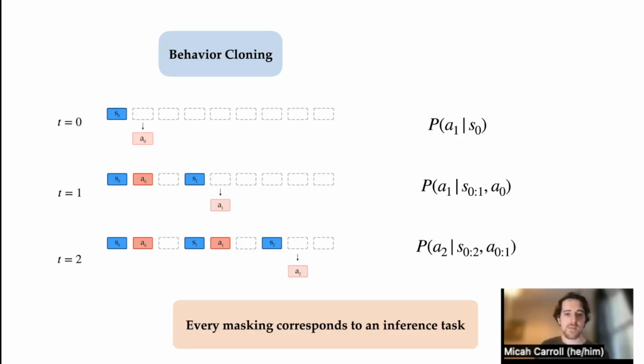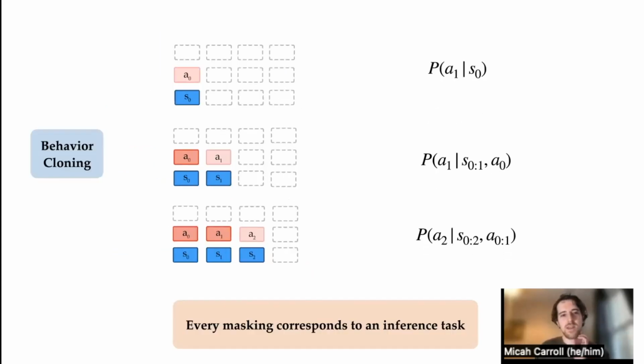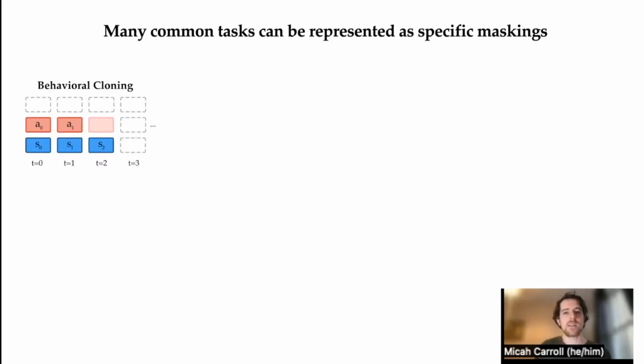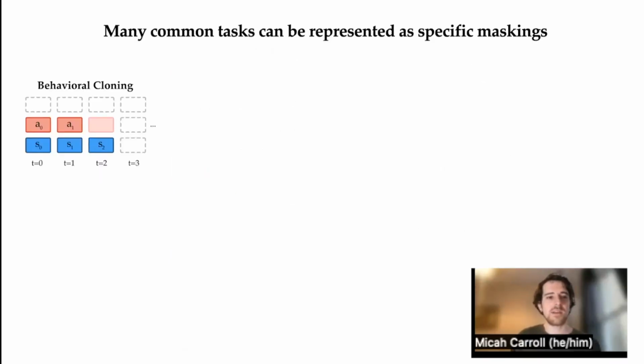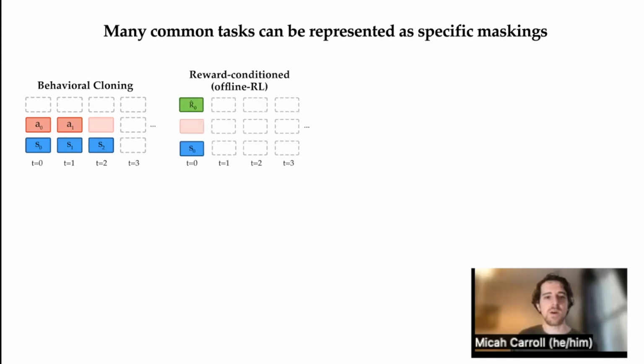Okay, so I'll just switch to this other, more compact representation, just because it will come in handy. But one thing to note is that this type of masking paradigm is very general in the sense that many common tasks that one cares about can be represented as specific maskings. So not just behavior cloning, imitating an expert, can be represented as a masking, but also things like reward conditioning or offline RL. This is what the prior work had focused on specifically, but also things like goal conditioning.